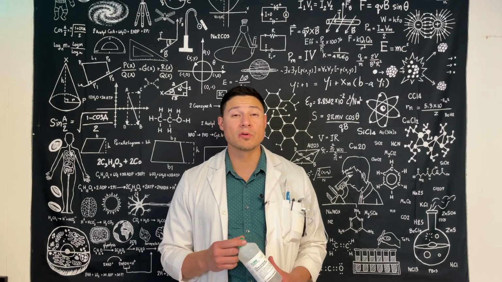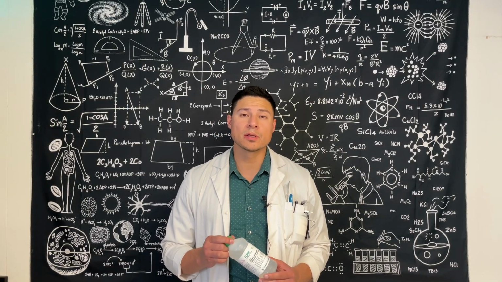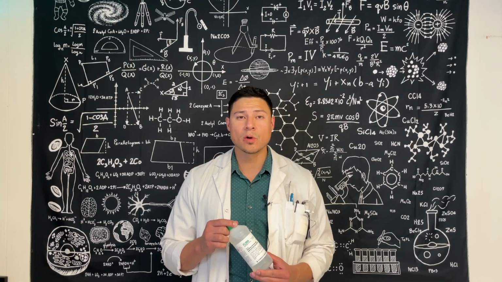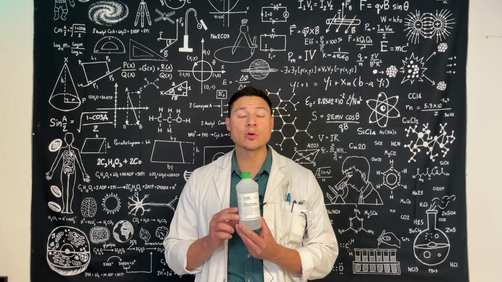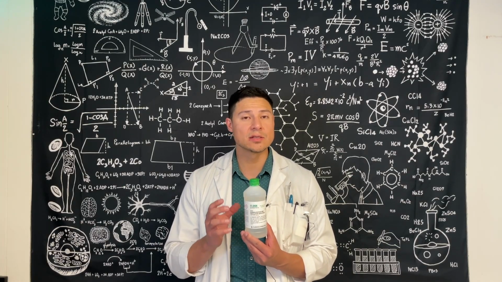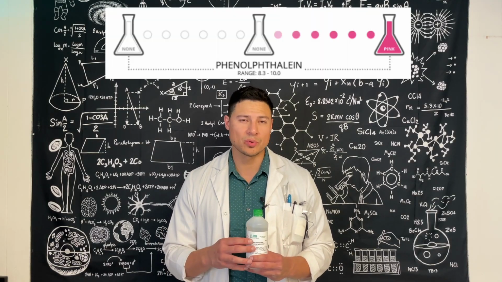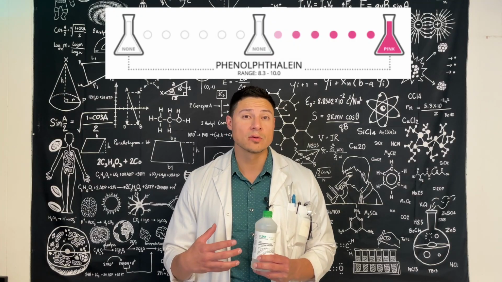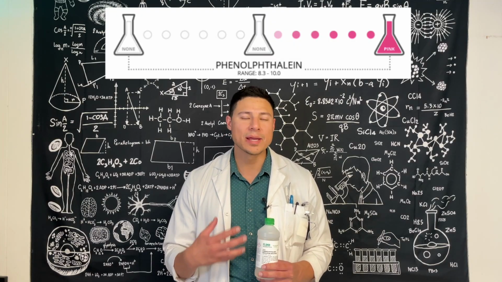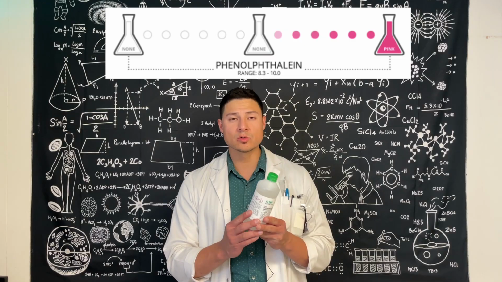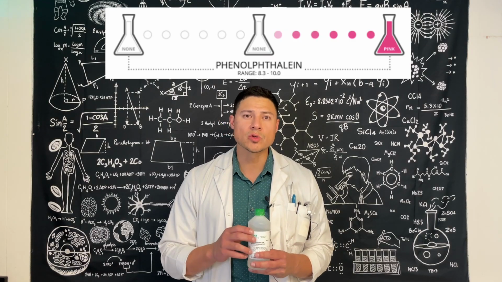Now, as part 1 of our experiment, we're going to be adding to our water a solution called phenolphthalein. Phenolphthalein, it's an indicator solution. Indicator means it changes colors in the presence of an acid or a base. In this case, it's going to be a base. So it's a clear solution. We're going to add a few drops to the water.